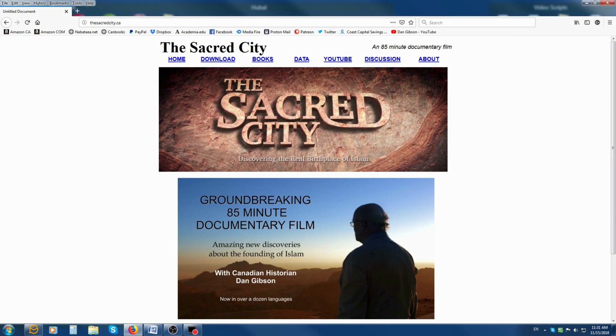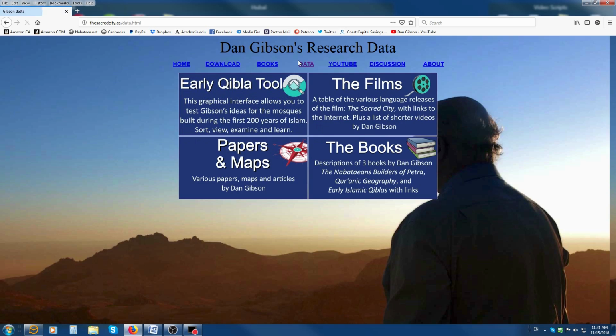Okay, this is the Sacred City website as it is at this time. The site changes. We can look at various things, but let's click on data at the top of the screen up here, and that takes us to the data page. And then if we look over here, we see the early Qibla Tool.